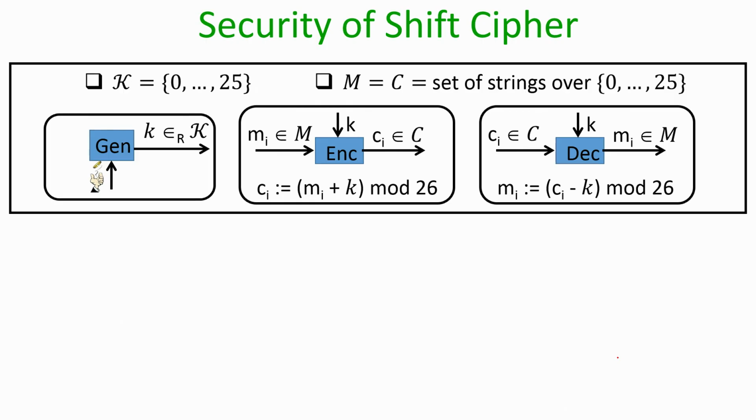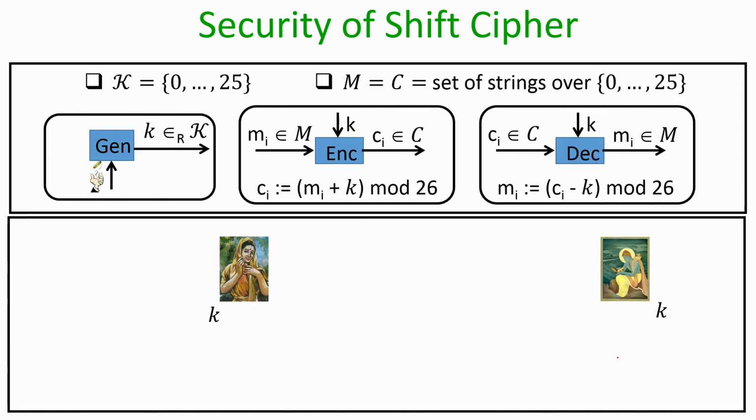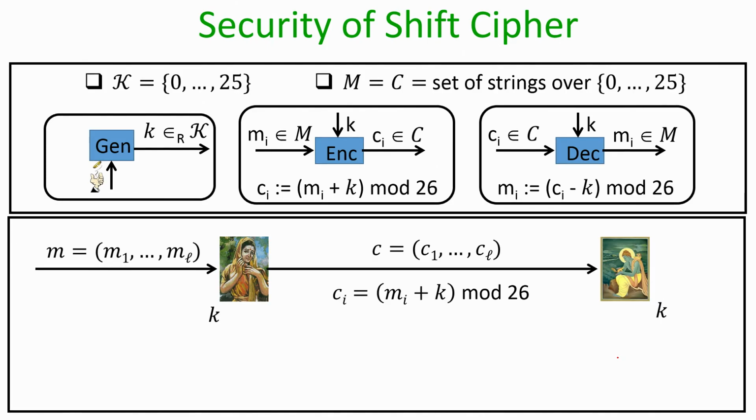So, now let us try to analyze the security of shift cipher, and we will do the analysis in the simplest possible attack model, namely the ciphertext only attack model, where the scenario is the following. We assume that we have a sender and a receiver, and the sender has encrypted an English text consisting of L characters, where each of the characters belongs to the set 0 to 25, and there is a random value of shift which has already been agreed upon between the sender and the receiver.